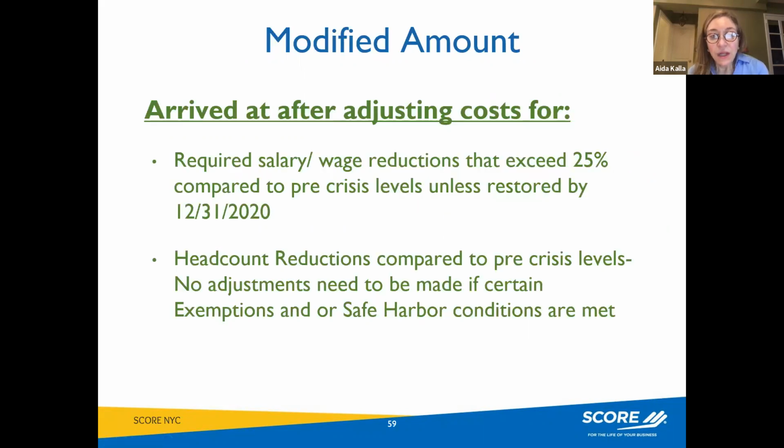Okay, so this is how you arrive at a modified amount. You take your salary and wage reductions, and if they exceed 25% compared to pre-crisis levels, then you have to make a calculation and see what's going to go on for your forgiveness amount, which we will do in a minute. Unless you restore, which is a safe harbor, unless you restore these levels by December 31st. If you have headcount reductions compared to pre-crisis levels, no adjustments need to be made if certain exemptions and safe harbor conditions are met. Again, we will go through that.